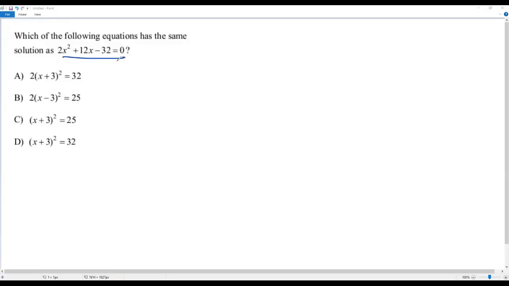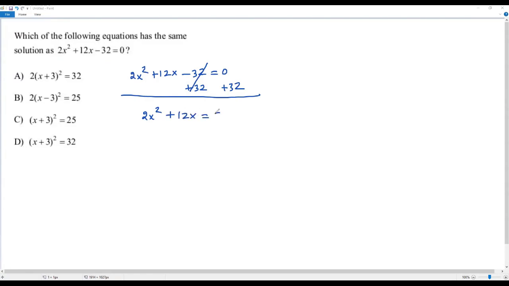Now let me take the given equation as it is: 2x² + 12x − 32 = 0. Let me add 32 to both sides of this equation. When I do so, the −32 and +32 will cancel out, and I am getting 2x² + 12x = 32.